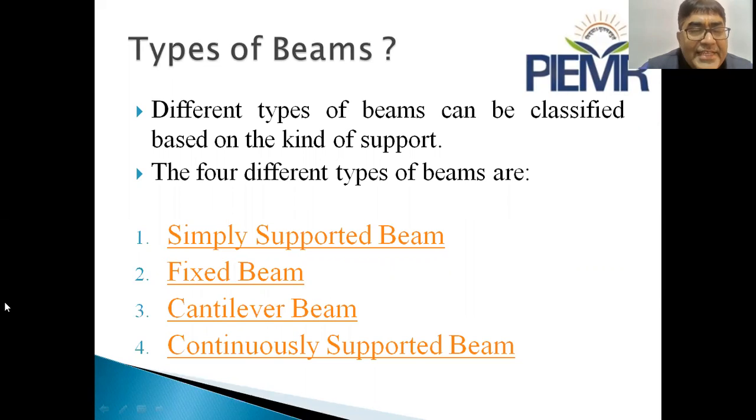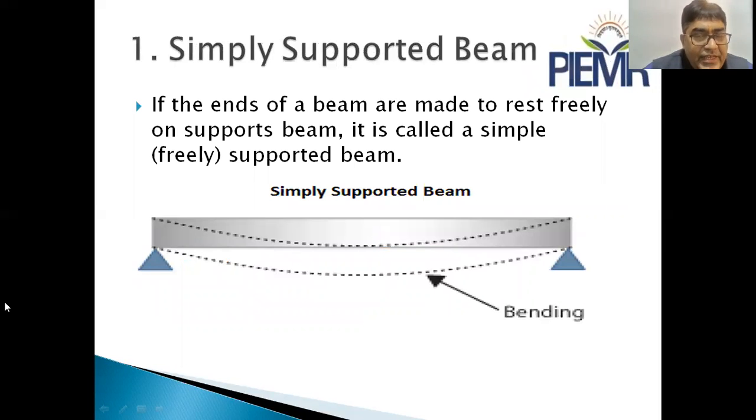The question arises: how many types of beams are there? Different types of beams can be classified based on the different kinds of support. The 4 different types of beams are simply supported beam, fixed beam, cantilever beam, and continuously supported beam. We will see each individual beam and its shape or requirement. The first is the simply supported beam. If the ends of a beam are made to rest freely on supports, it is called a simply supported or freely supported beam, as shown in the figure below.